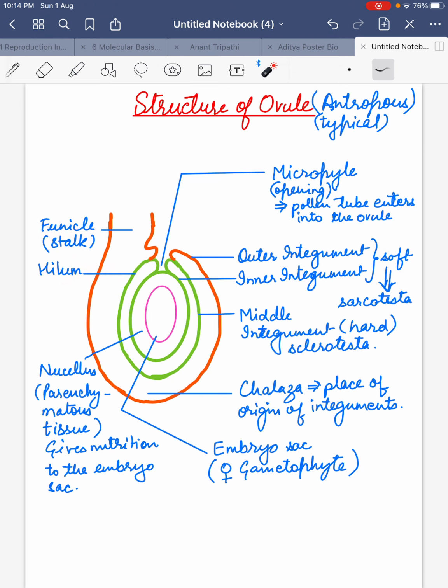So here we see that the structure of ovule is a simple one and consists of all these parts.